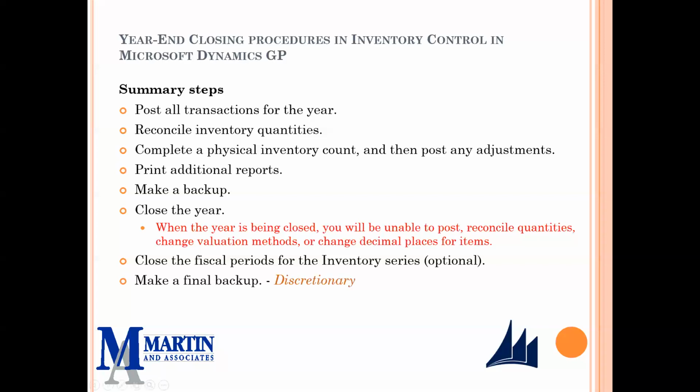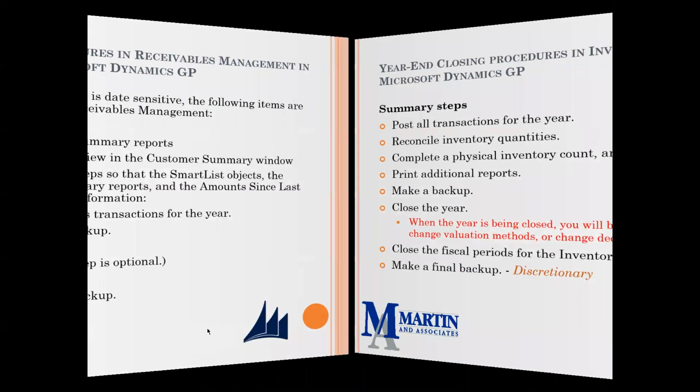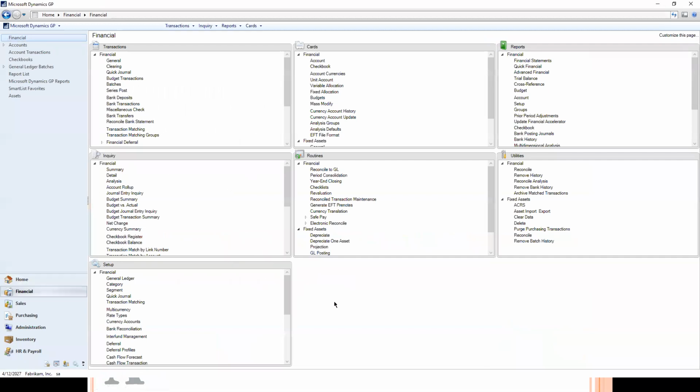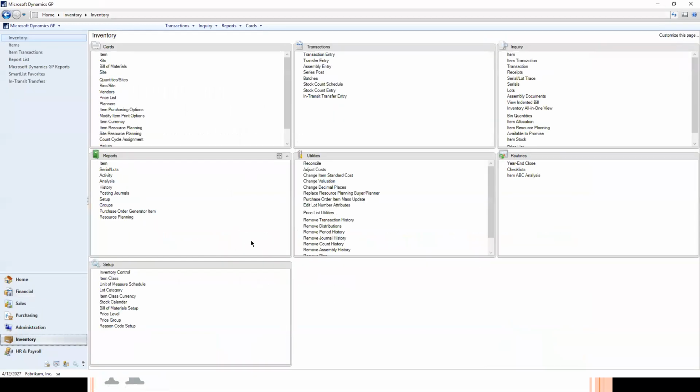So in GP, every module, let me go back there, has a link. So if we're looking at inventory, hopefully you see my GP window. If we're looking at inventory, under routines, every module has a year-end close. So if you run this after you've run all your other reports, after you've done your counts, verified your quantities, all that fun stuff, you will just hit process. You can optionally hit any of these check boxes should they apply.